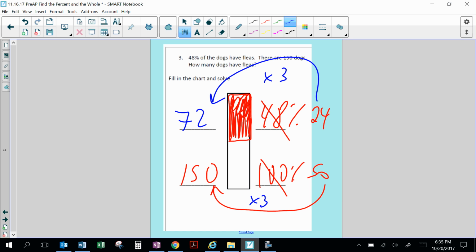And let's check our work. Half of 150 is 75. If it's 48%, it's just a little less than half, or 72 students.